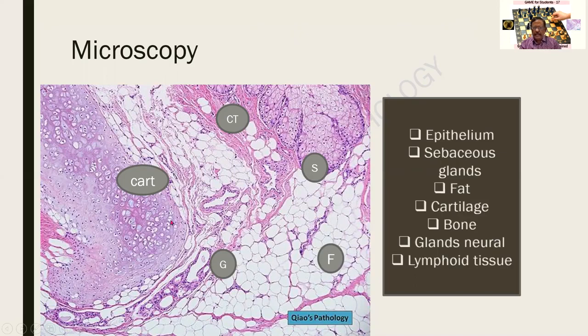But the catch is there is absolutely no relationship. So it is just like assorted biscuits. Dear students, please do not write assorted biscuits alone in the exam, must describe it properly. So epithelium, sebaceous glands, fat, cartilage, there might be bone, glands, neural tissue can be seen, lymphoid tissue can be seen. Since all are together, it is a classical diagnosis of a teratoma.